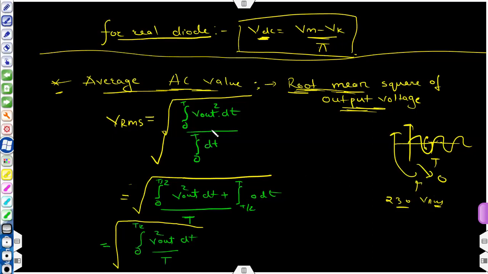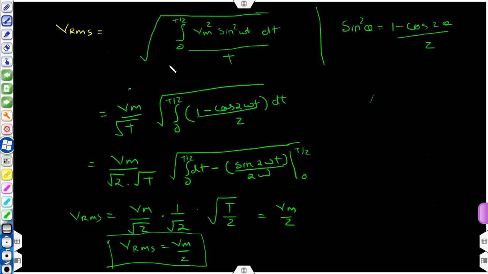Okay, so this is a bit complex integration. Now again substituting the value of V out. Between 0 to T by 2, I have V out square dt, and from T by 2 to T, I have 0. The denominator will be equal to T. So I have to solve this thing, V out square dt between 0 to T by 2. And this V out can be written as Vm square sin square omega t dt divided by T, the integration from 0 to T by 2.